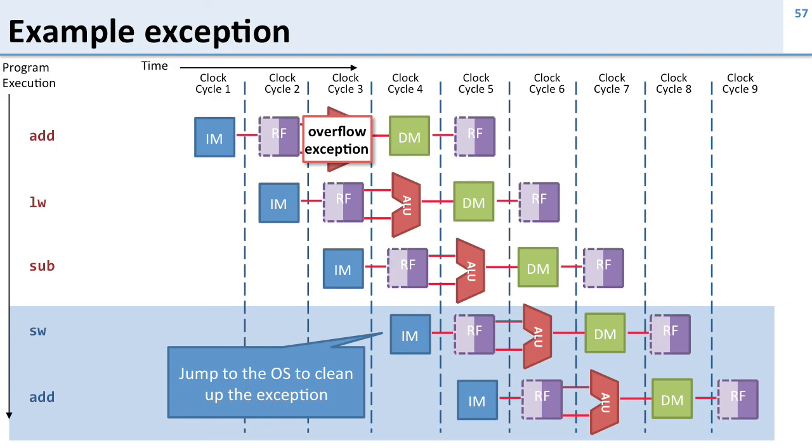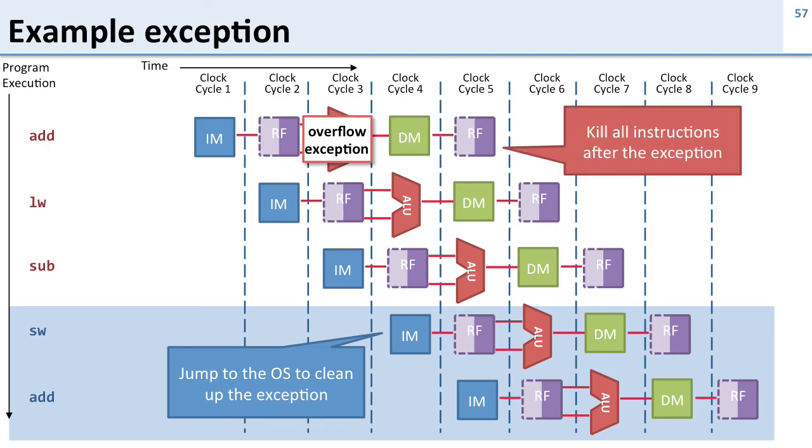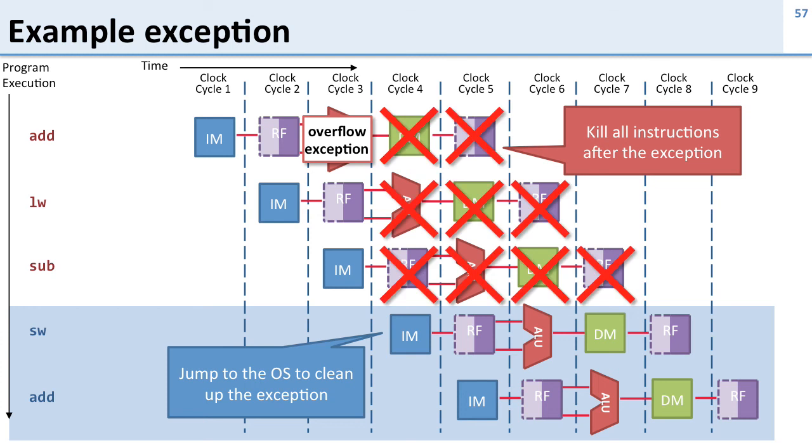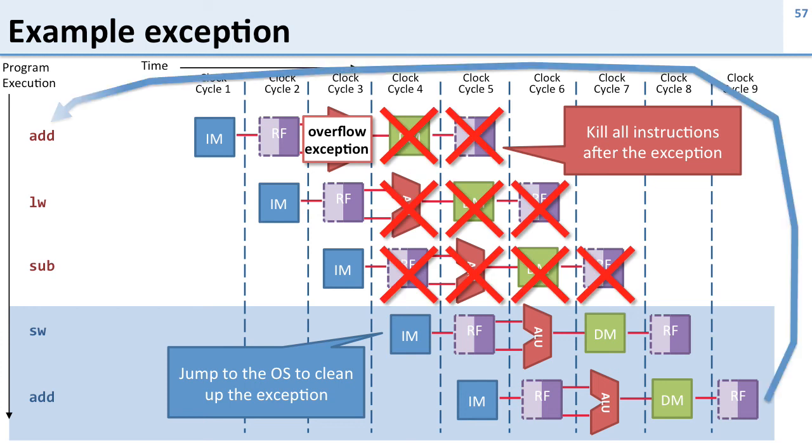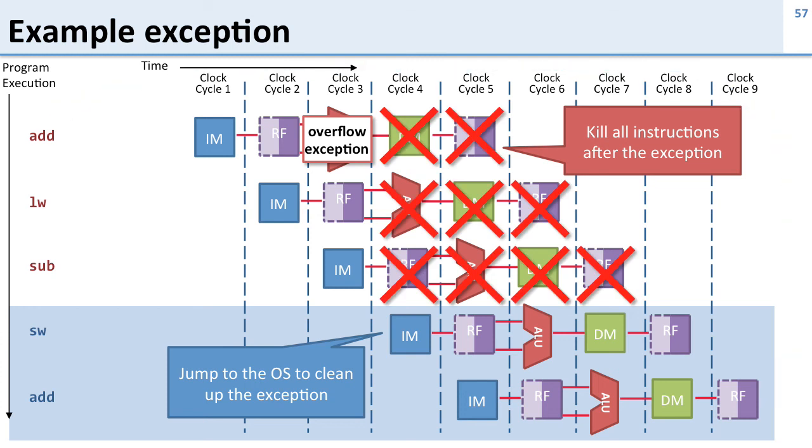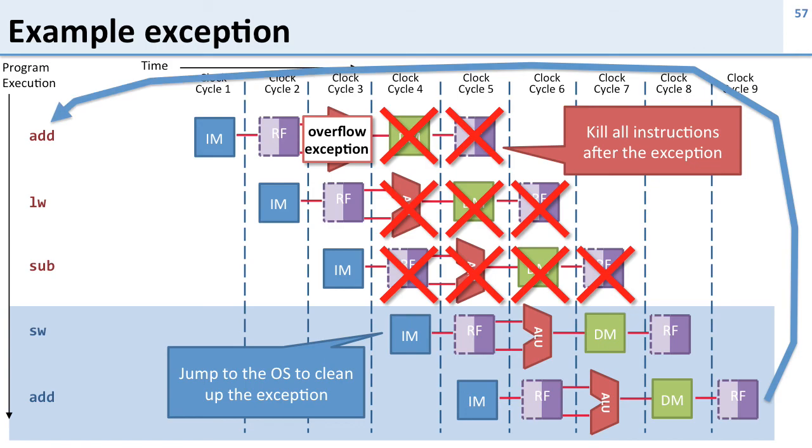However, once that happens, I've still got these other instructions that are sitting in my pipeline. So these can't continue because I have this exception I have to handle. So I need to go kill all of the instructions after the exception, just as we did when we mispredicted a branch. Now when this is all done, the operating system is going to go back and it's going to start rerunning the add instruction once it's fixed the exception.